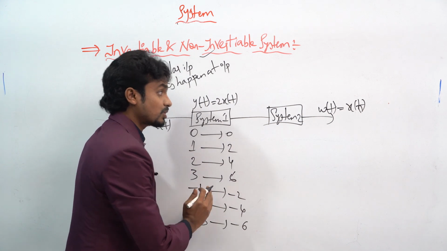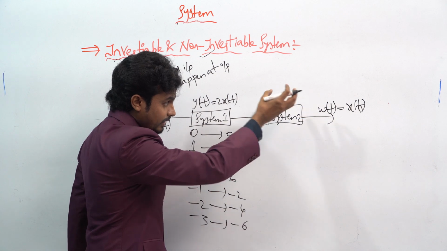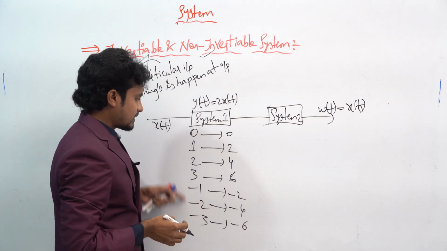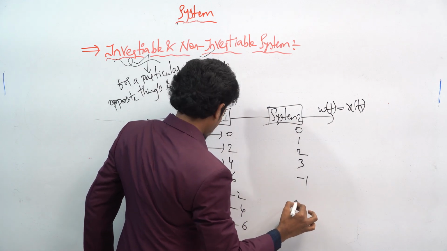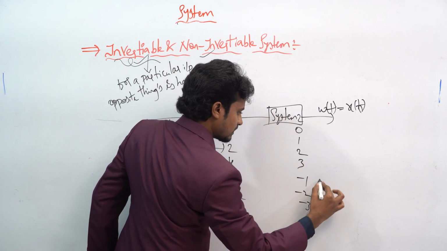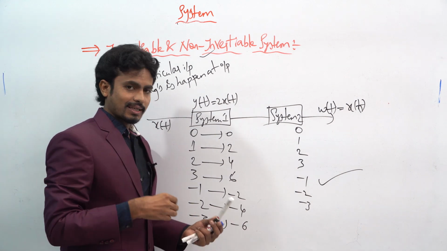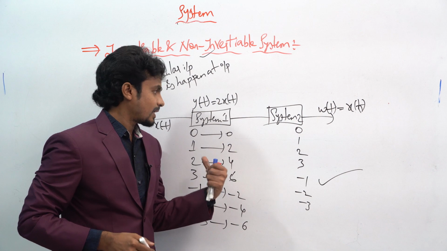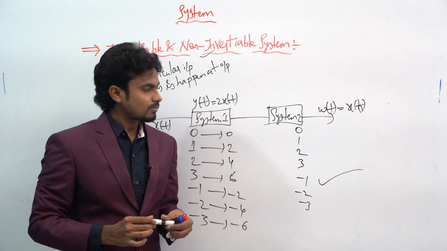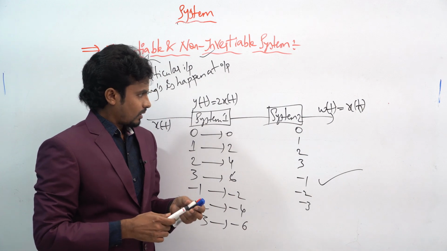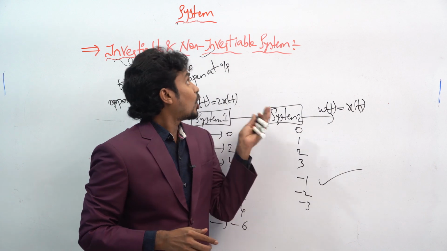Okay, so if I apply it to system 2, here if I get the outputs 0, 1, 2, 3, minus 1, minus 2 and minus 3, and I can recover all of those inputs, then that type of system is said to be an invertible system. Okay, if I can't get this, then it will be a non-invertible system.